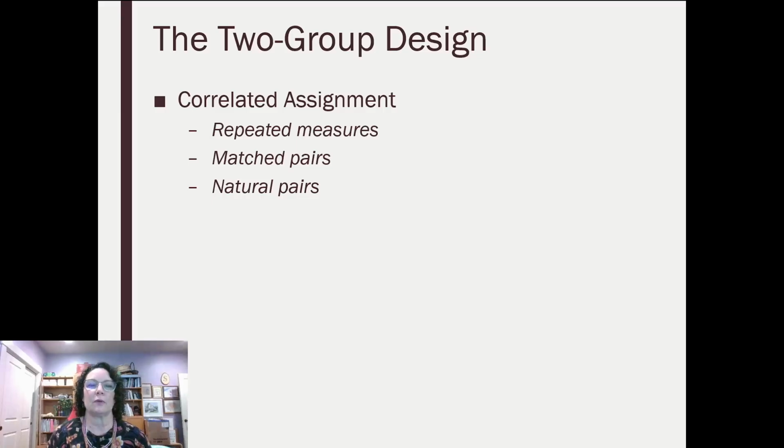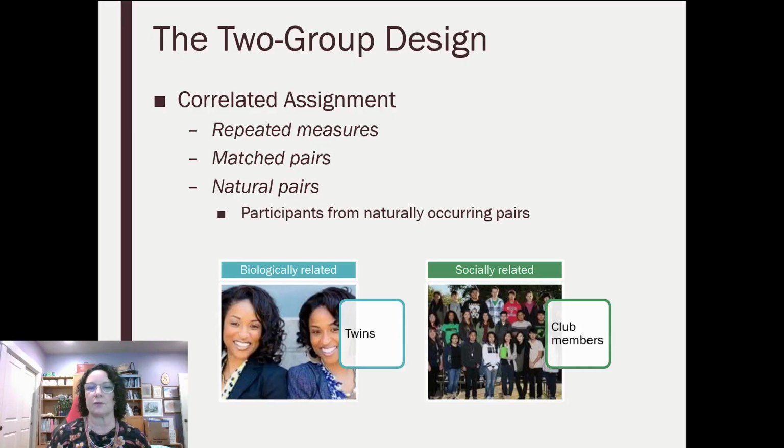The last example would be natural pairs. Sometimes people exist in natural pairs, and so we can use those pairs and then again randomly assign from the pairs to the conditions. And so these would be things like people who are biologically related. Let's say we have the pleasure of having groups of twins available to us. We might randomly assign one member of each twin pair to the experimental group and one member of each twin pair to the control group. And that way we ensure whatever it is about these two twins has been equally distributed between the groups.